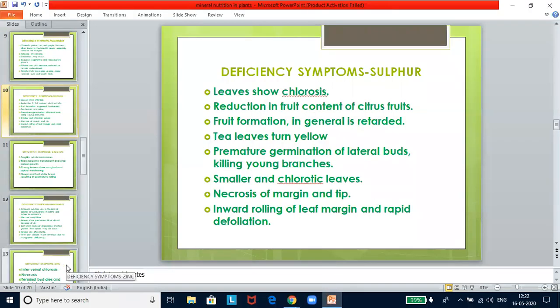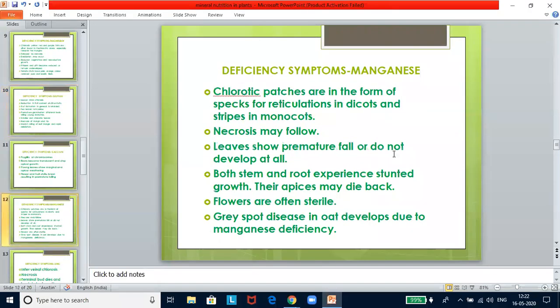Now, what could be the symptom of manganese deficiency? Chlorotic patches are seen in the form of specks or reticulation in dicots and stripes in monocots. That means when you look at the leaf, that is reticulate veins in dicots and parallel veins in monocots, they will show chlorotic patches. This chlorosis would be followed by necrosis.